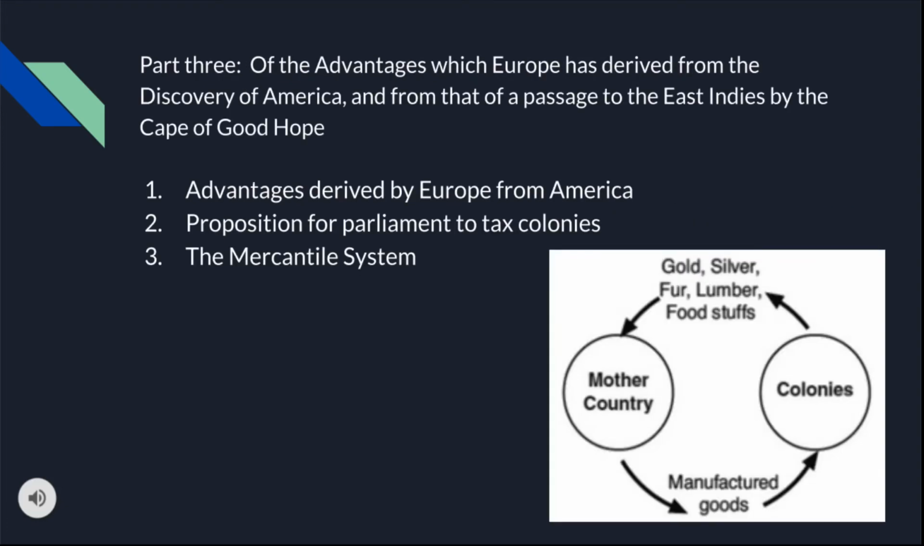This is part 3, the last part of colony, which is of the advantages which Europe has derived from the discovery of America and from that of a passage to the East Indies by the Cape of Good Hope. Within this part, I'll be discussing advantages derived by Europe from America, the propositions for parliament to tax colonies, and the mercantile system.